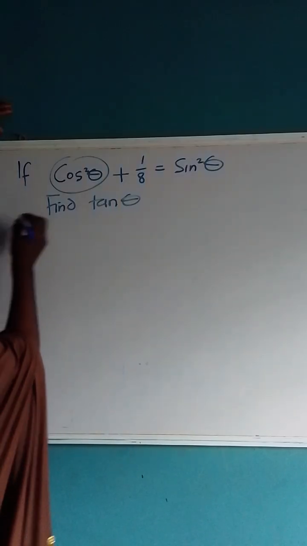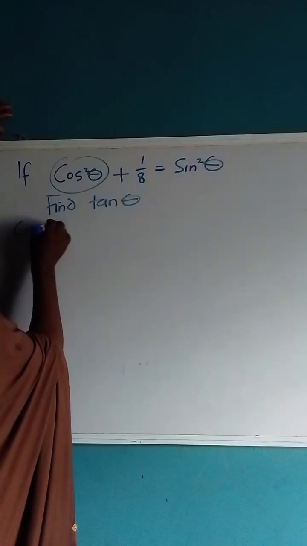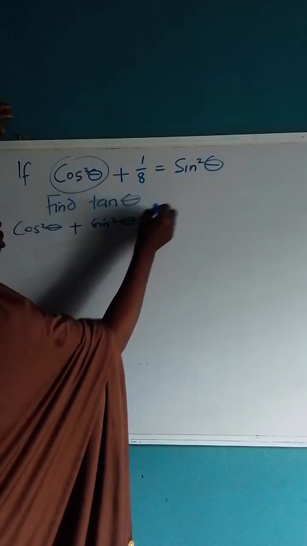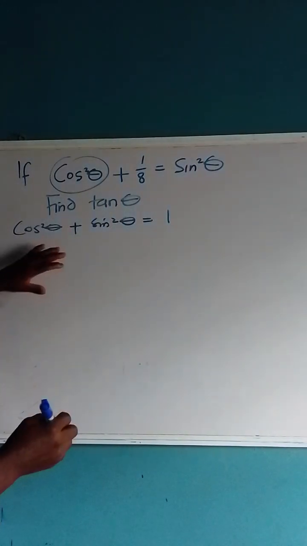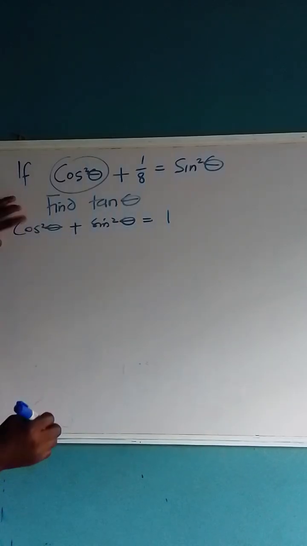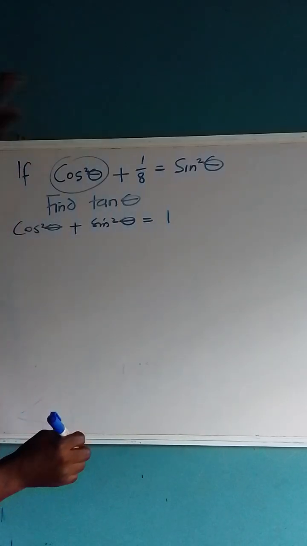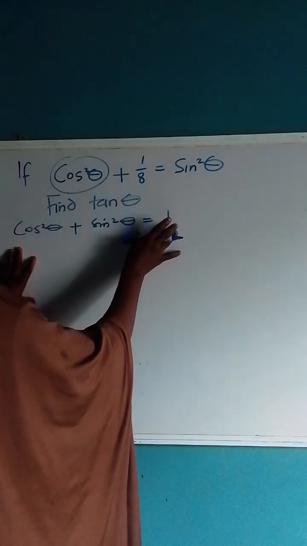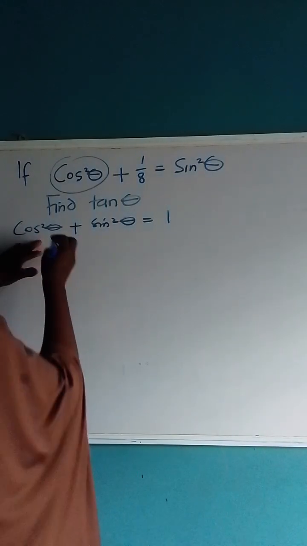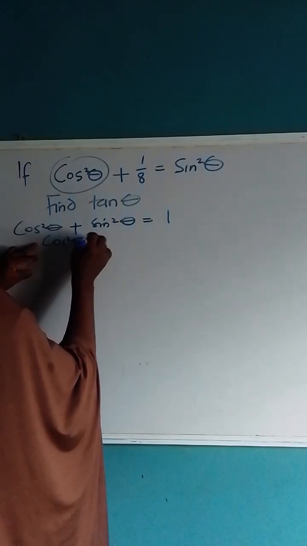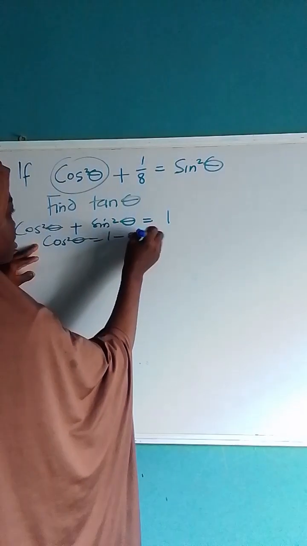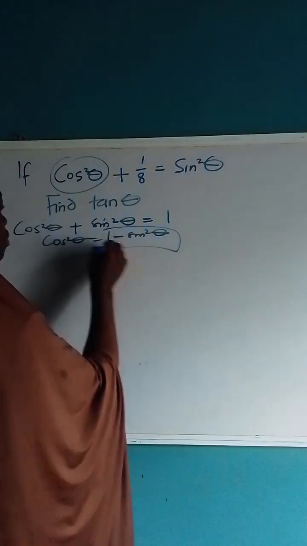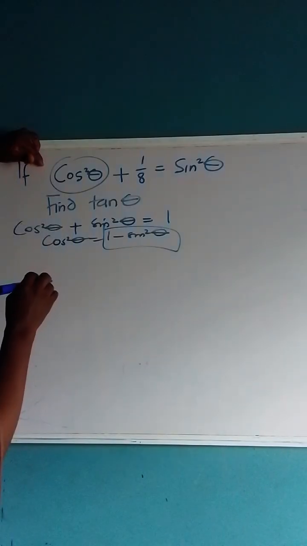That thing is that you should know that cos square theta plus sin square theta is equal to 1. If you know this alone, it can help you to solve this equation. Using this identity, we can rewrite it that cos square theta is equal to 1 minus sin square theta. So instead of cos square theta, we are going to put 1 minus sin square theta. So I will write this equation.